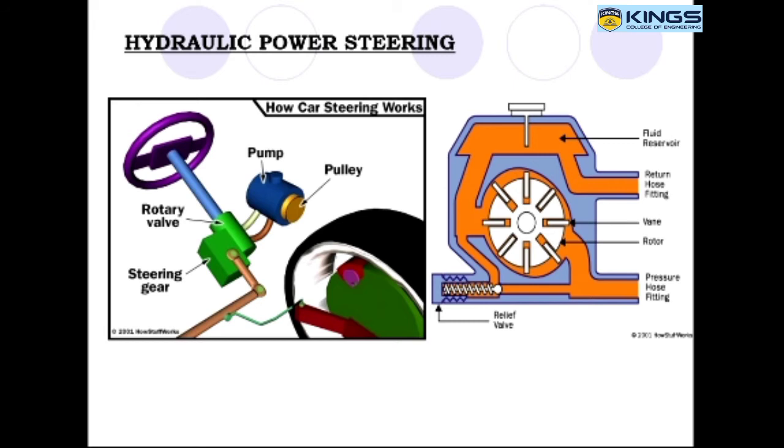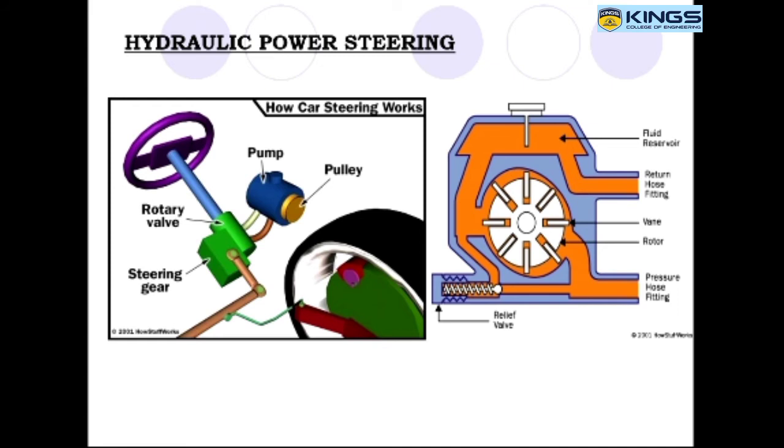This is the hydraulic power steering layout. There is a pump which will pump the hydraulic fluid. When the driver rotates the steering wheel, the hydraulic liquid is used to assist the transmission or turn of the wheel. By this, the effort required by the driver is reduced.